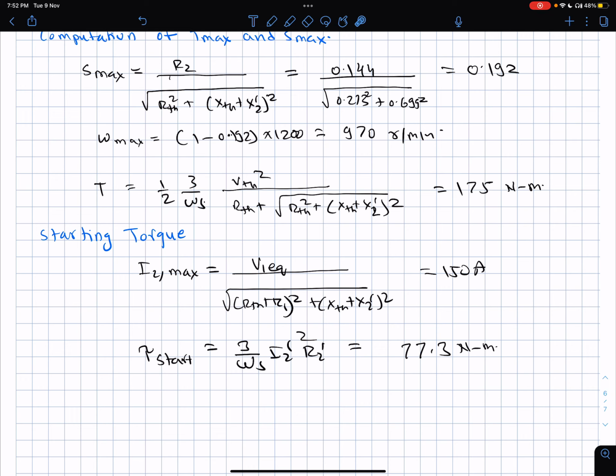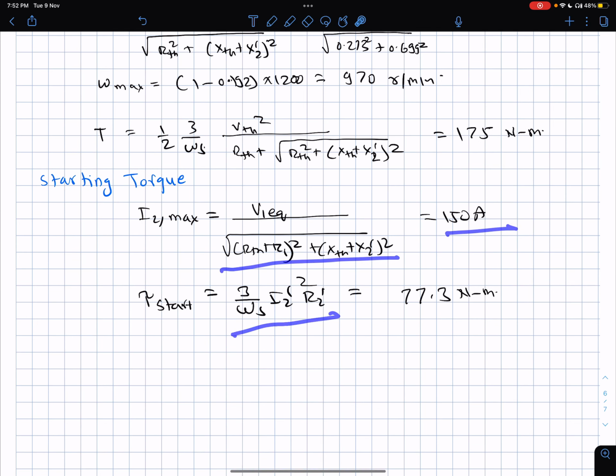Now for the starting torque, the last point that we need to calculate, take the slip to be 1. Once you know the slip is 1, calculate the current, and then 3 I2 dash square times R2 dash by S gives the air gap power, divided by omega S, and using the same thing it comes out to be 77.3 Newton meter.